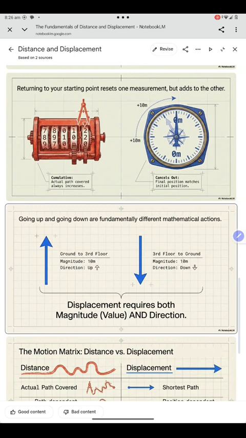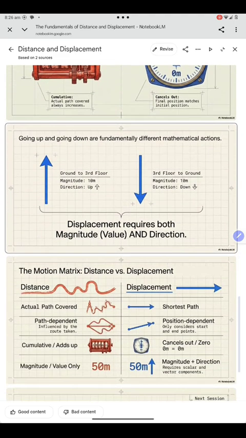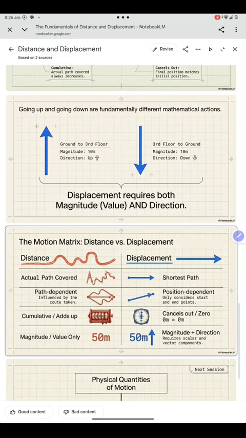Displacement requires both magnitude as well as direction, whereas distance doesn't require direction. So here we can just have a quick idea about what are the differences between distance and displacement. So first is the actual path covered, second is the shortest straight line path between initial and final position. The path of the distance is independent of the route taken or the direction, whereas path of the displacement considers the initial and final position.